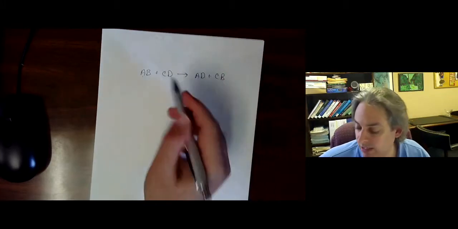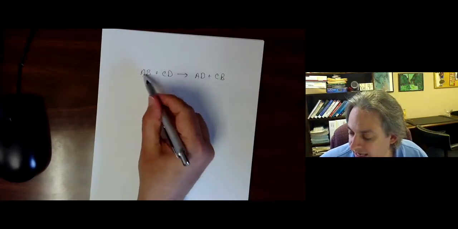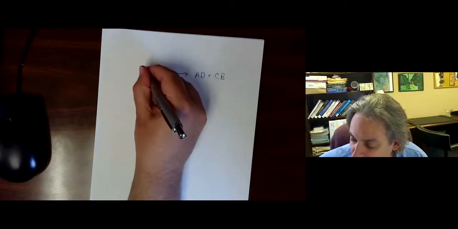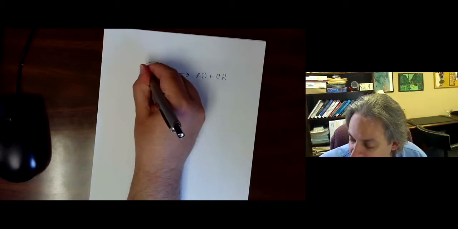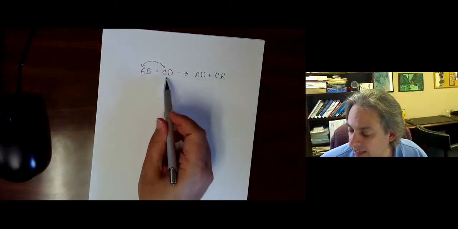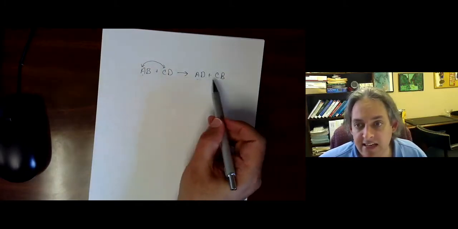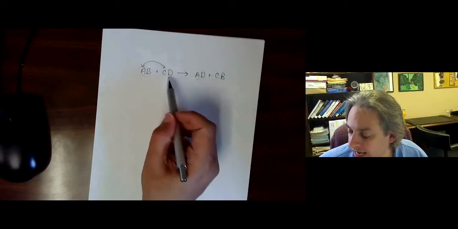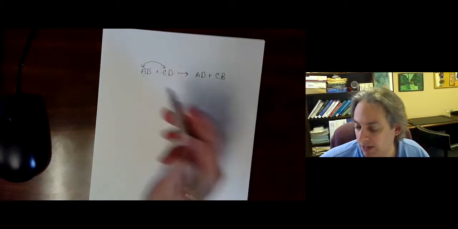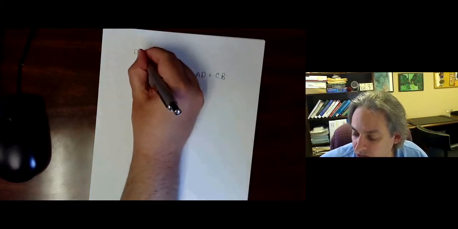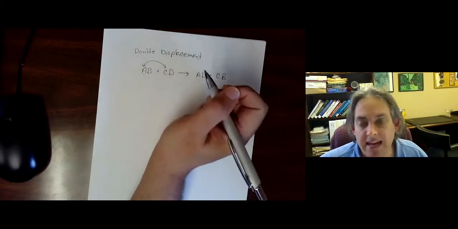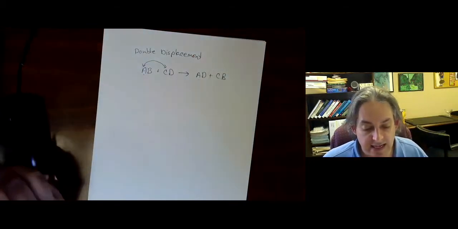Now let's look and see what I did here. I took this A and I bonded it with D to make AD. So basically what I'm doing is I'm flipping the A and the C with each other to make new compounds. AB plus CD turns into AD and CB. So the A is now with D and the C is now with B to make 2 different compounds. And so this is what we call a double displacement reaction. It's also called a metathesis reaction, which you may see occasionally.